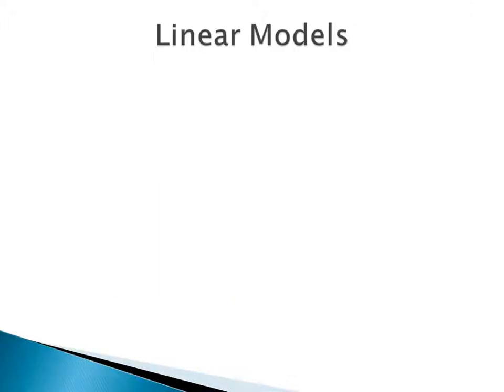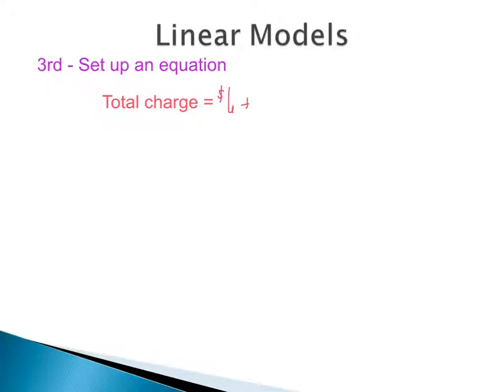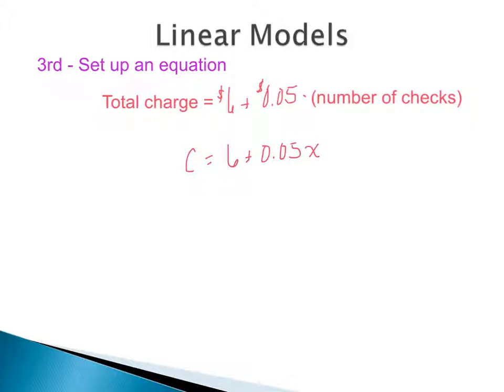Next, we want to use all that information that we got in the previous step to set up an actual equation. So we had our total monthly charge is equal to the $6 plus, remember that $6 is a constant fee no matter what, plus the 5 cents per check, so 0.05. Per meant multiplication, and then the number of checks is what we were trying to find. So using variables only, I can rewrite charge as C equals 6 plus 0.05 times your X. And then this would set up the equation that we're ultimately going to need to solve.